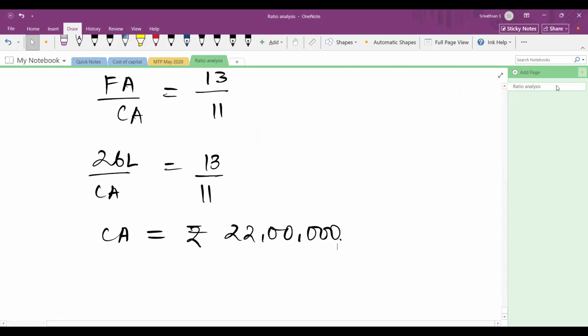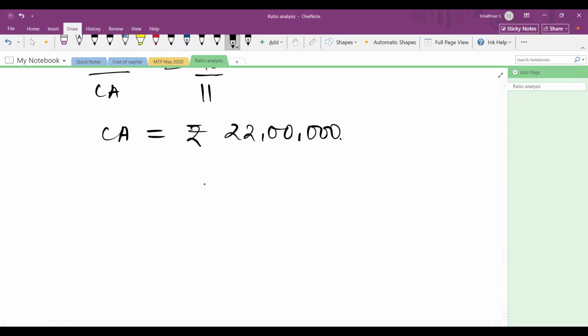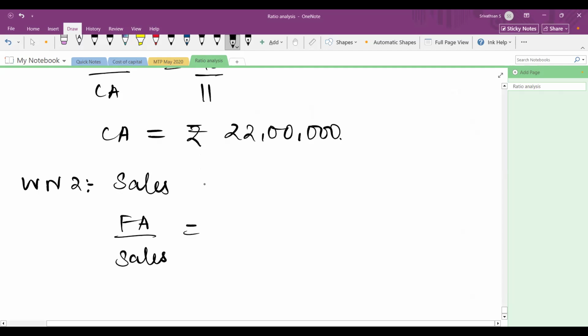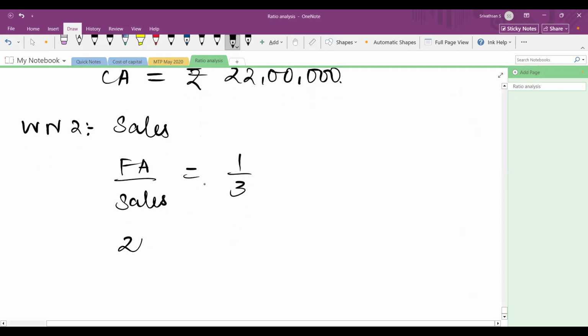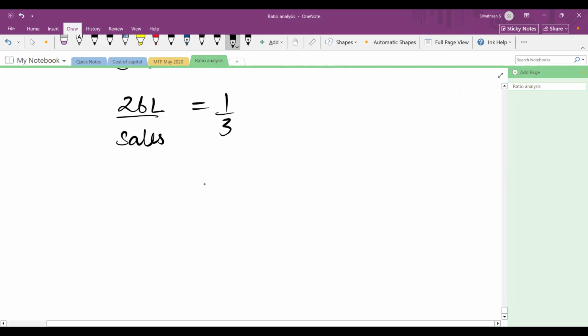Next, what we can calculate is sales, working note number 2, sales. It is given that fixed asset to sales is equal to 1:3. Fixed asset is 26 lakh by sales is equal to 1/3. So amount of sales is equal to 78 lakhs.